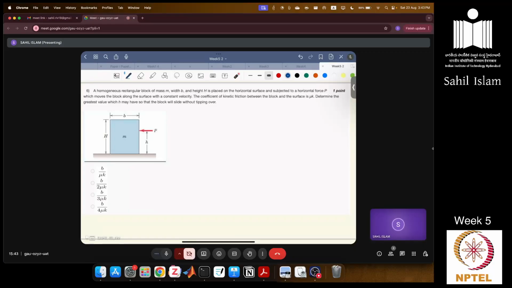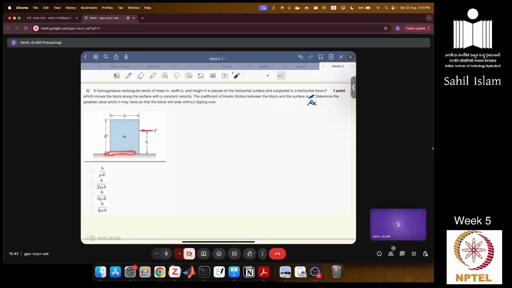A homogeneous rectangular block of mass m, width b and height h is placed on a horizontal surface subject to horizontal force P, which moves the block along the surface with a constant velocity. The coefficient of kinetic friction between the block and the surface is mu k. So actually this should be like mu k.